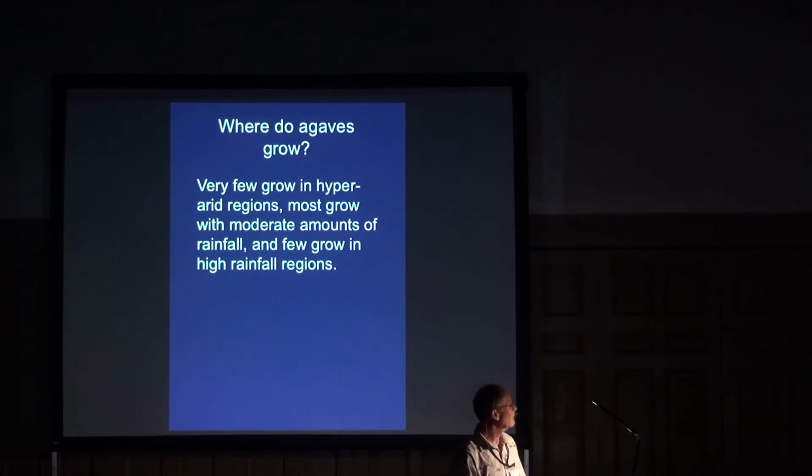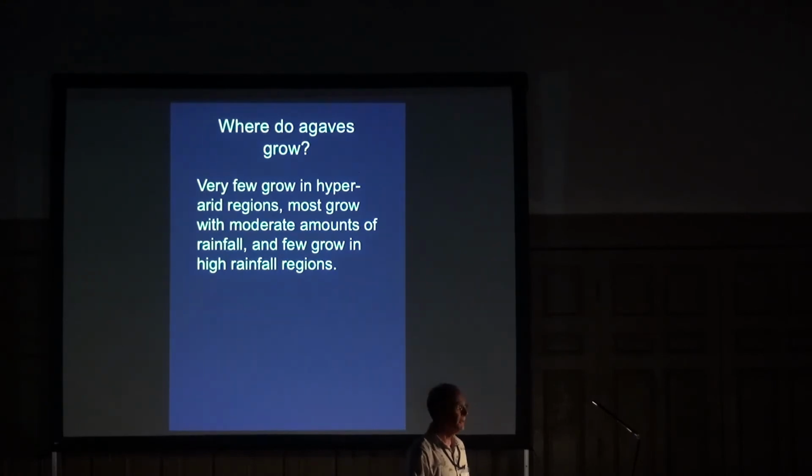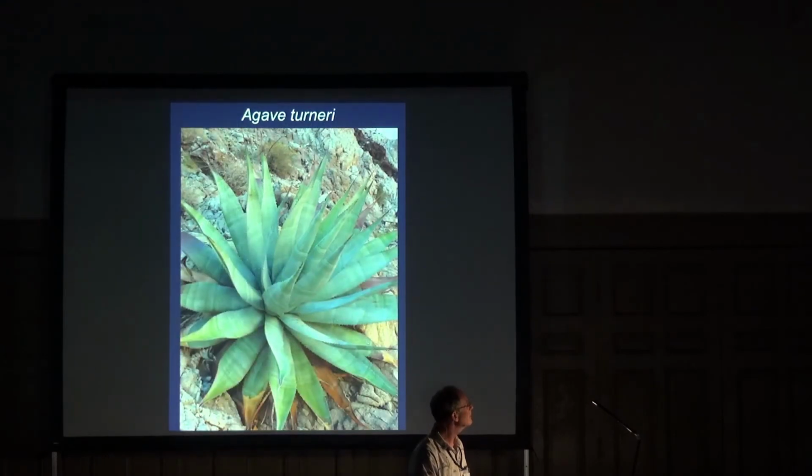Okay, so where else do they grow? Some grow in hyper-arid regions, or very few of them do. Most of them grow in areas that receive moderate amounts of rainfall, and a few of them grow in areas that receive high amounts of rainfall. So let's look at a couple of examples.